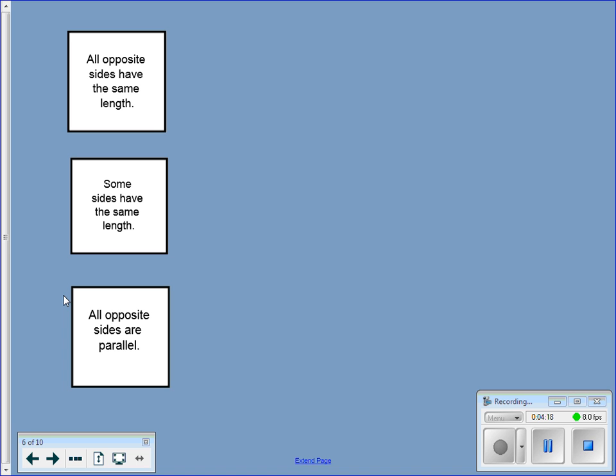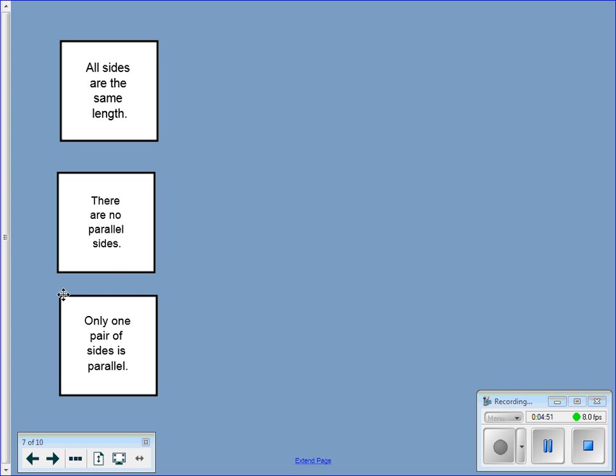Here are some of the clues that we'll be working with when we're playing our game. The first one, all opposite sides have the same length. It's pretty easy to understand. Probably the easiest example would be a square. All sides, same length. Next, some sides have the same length. It's pretty easy to understand there. Lastly there, all opposite sides are parallel. Remember, parallel means that the sides are not going to intersect.